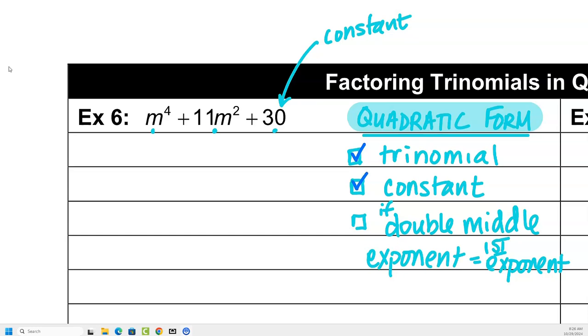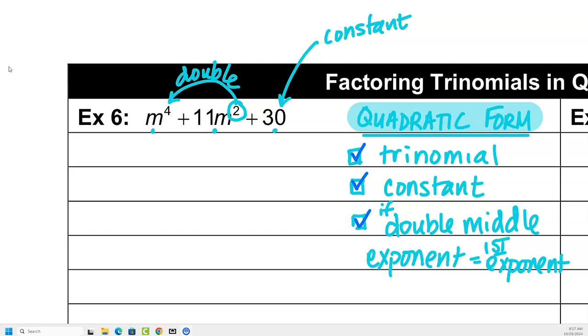And the third one is, if you double the middle exponent, do you get the first? So I go here. Here's the middle exponent. If I double it, do I get the first? Is doubling 2, 4? Of course. So I've met all three. So what does this tell me?